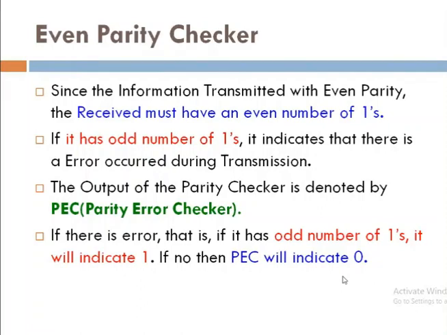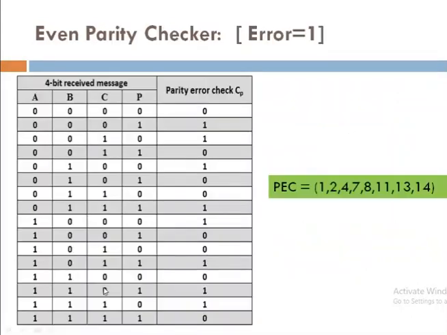If it is even, then the output will be a 0. It means there is no error. For no error, we are indicating 0. If it is error, it means the number of ones is odd, then for error we are indicating 1. Now this is a truth table.